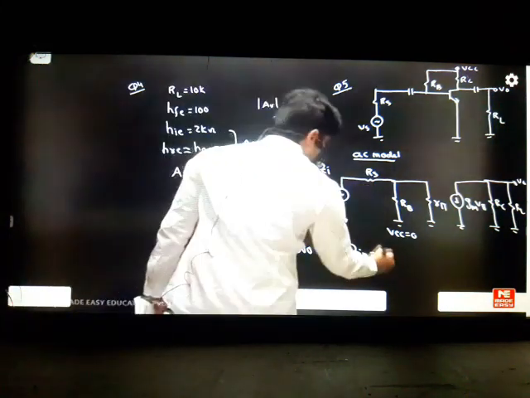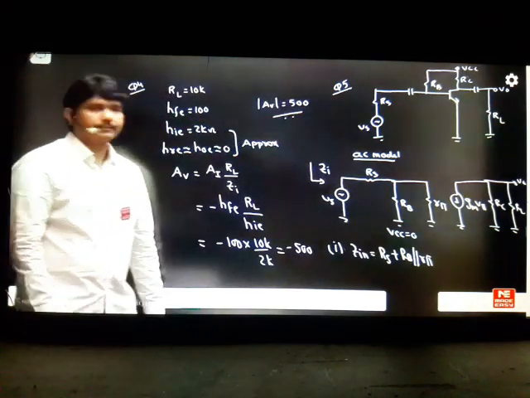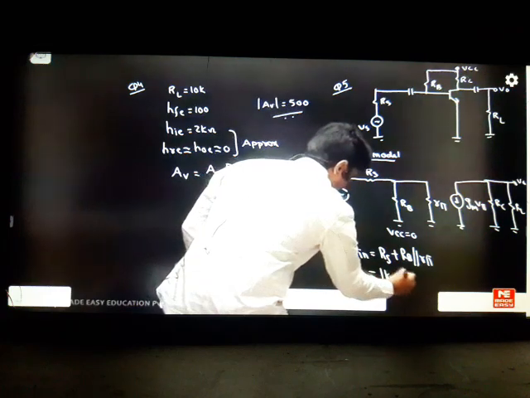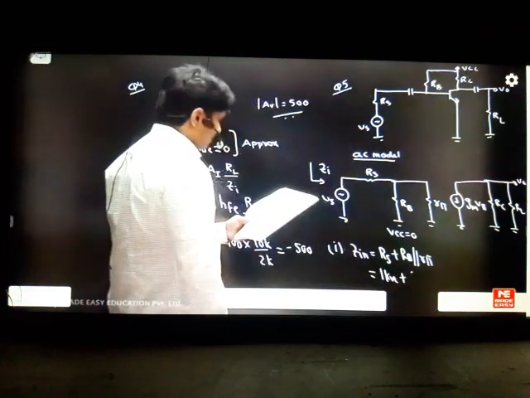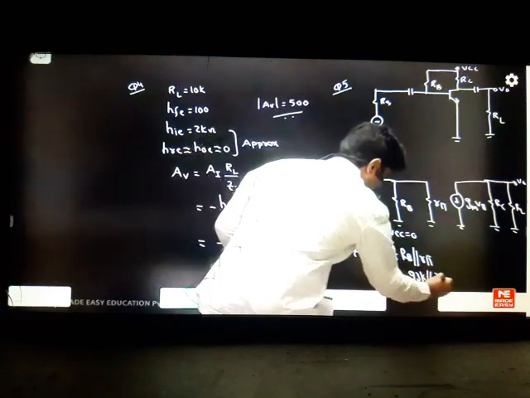The answer is RS plus RP parallel to RPi. This is your input impedance. In the problem, he has given RS as 1 kilo ohm, RP as 93k, and RPi is also given as 259.